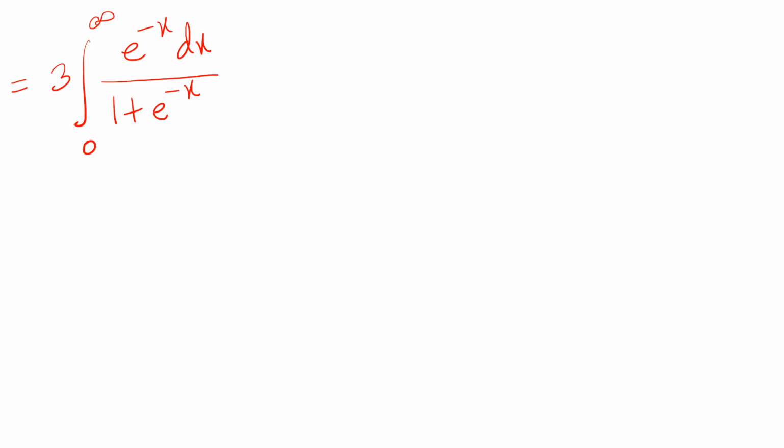Now outside the integral, I am writing 3 as minus 3, and inside the integral, I am writing e to the power minus x as minus e to the power minus x. Now why have I done this? Because if I consider 1 plus e to the power minus x as f(x), then the numerator minus e to the power minus x is clearly its derivative, that is f dash x.